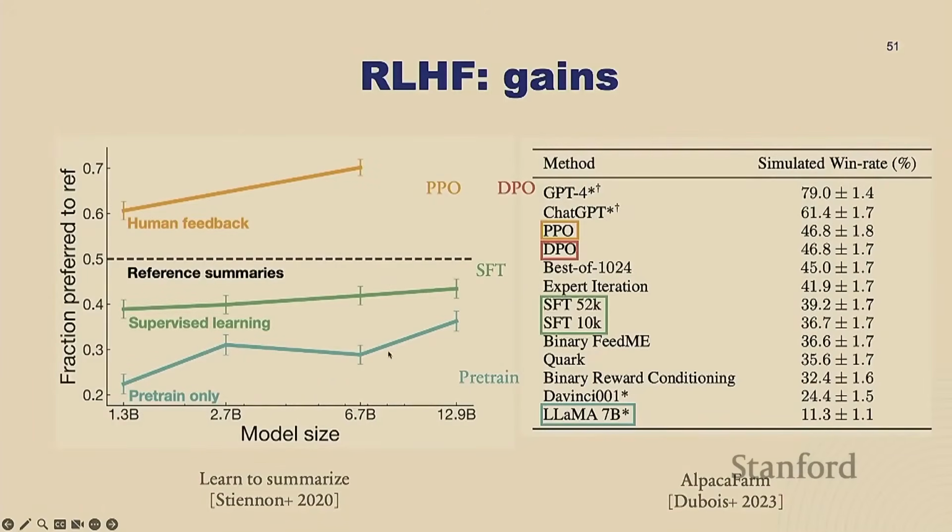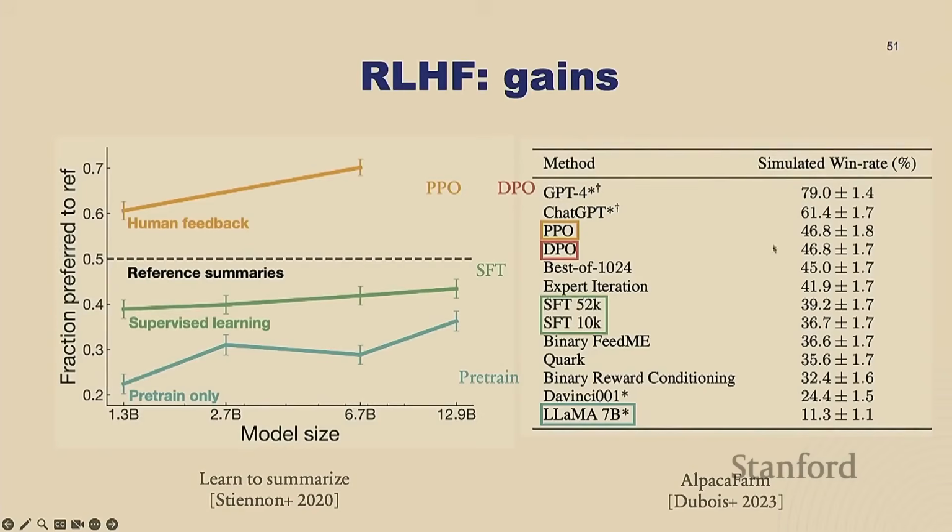Gains: those are all the papers on the left. Here, this is on a summarization task. All I want to show you is that the pre-trained models were okay, and they improve with scale. If you do supervised fine-tuning, you improve them a little bit more. If you do PPO or something with RLHF, with human feedback, you get performance that is oftentimes, depending on the benchmark, even better than humans. This is the human reference summaries.